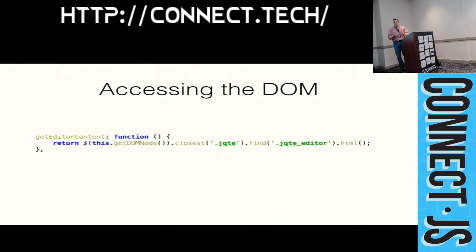Apparently, at this point, I think getDOMNode has been deprecated, and now you would use ReactDOM.findDOMNode and pass in your component, and it would spit out essentially the same thing.